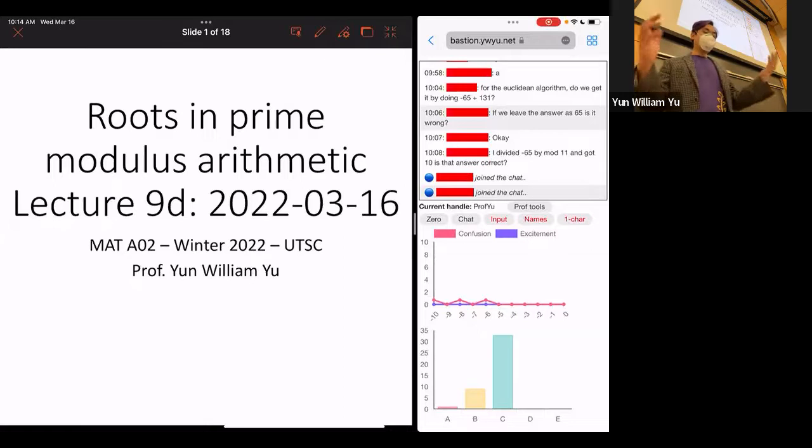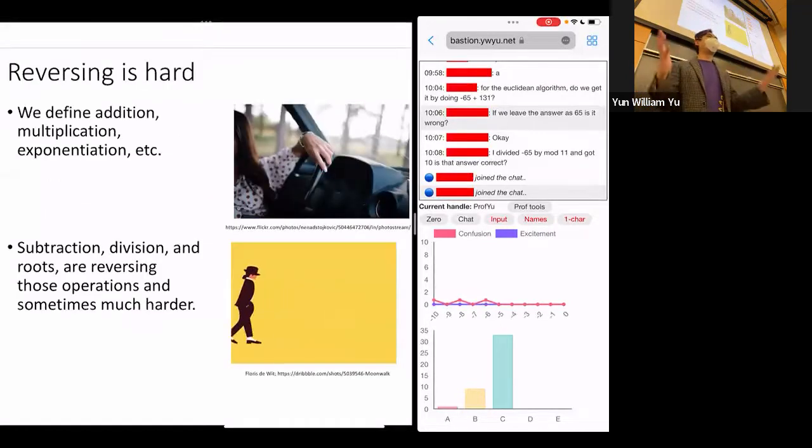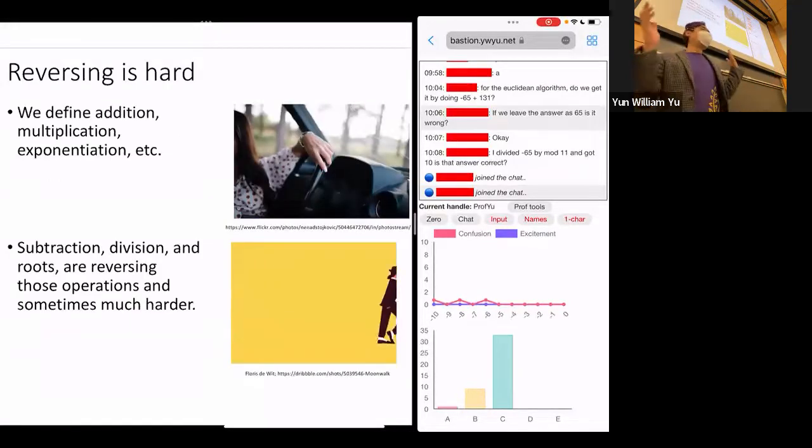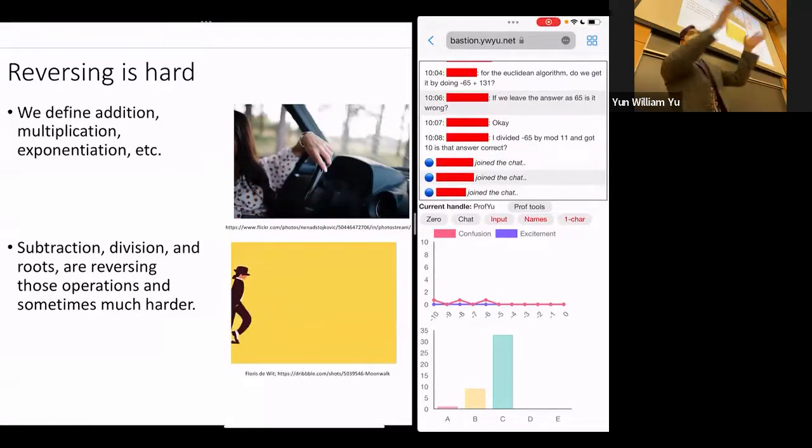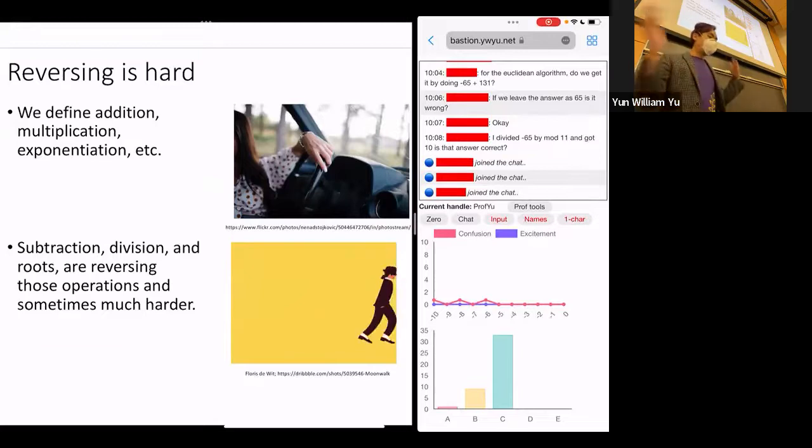So in this half of lecture, we're going to talk about roots in prime modulus arithmetic. So we've done division, we've done powers. Now we're going to try the reverse of powers, which are roots. But of course, reversing is hard. Addition, multiplication, and exponentiation are relatively easy because you're just going forward in each step. But reversing things, subtraction, division, and roots are reversing those operations, and sometimes they're much harder.